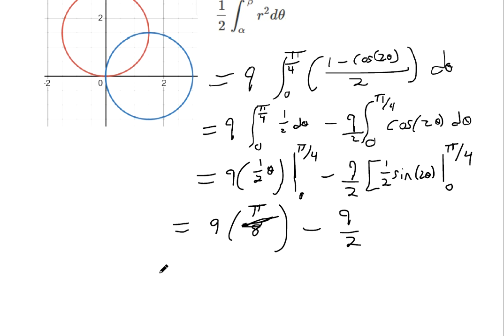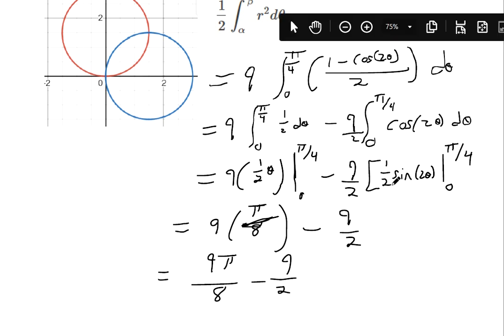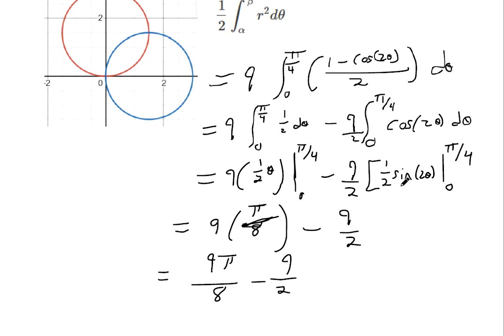I think that might be it. 9 pi over 8 minus 9 over 2. Yeah, I think that's it. I got something different than when I did this on scratch paper, but I'll go double check here. So I did miss something. I missed a 1/2 over here. Sine of 2 theta, when we evaluate that, that was 1. But this is 1/2 times 9/2, so that should be 9/4. There's our correct answer.